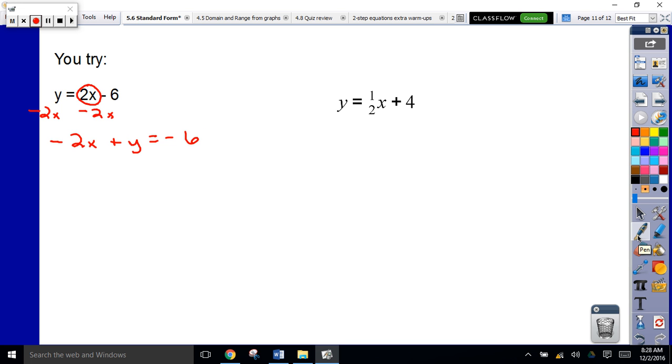Now I need to multiply to get rid of fractions or a negative number in front of x. I don't have any fractions, so I don't have to deal with fractions this time, but I do have a negative number. So I'm going to multiply everything by -1. That will change the sign of all of my terms. And I get positive 2x minus y equals positive 6.